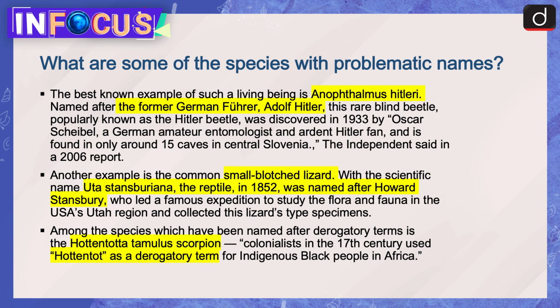a 2006 report. Another example is the common side-blotched lizard with the scientific name Uta stansburiana. The reptile in 1852 was named after Howard Stansbury, who led a famous expedition to study the flora and fauna in the USA's Utah region and collected this lizard's type specimens. Among the species which have been named after derogatory terms is the Hottentotta tamulus scorpion. Colonialists in the 17th century used Hottentot as a derogatory term for indigenous black people in Africa.